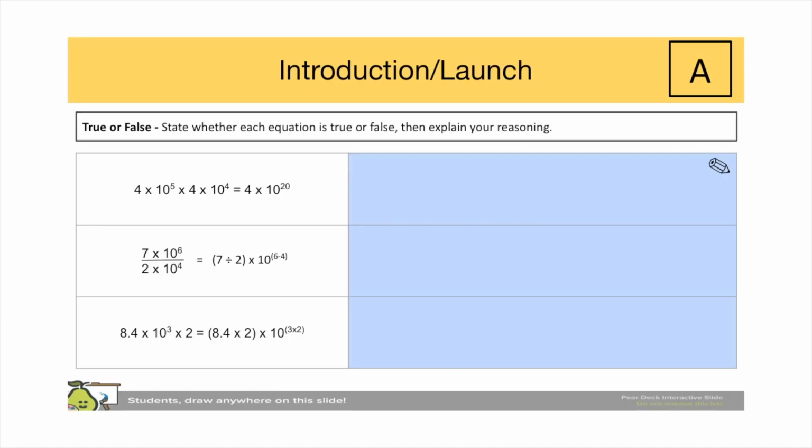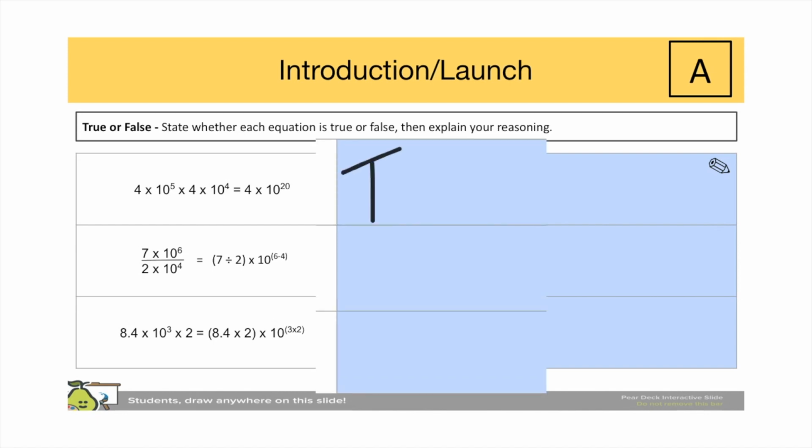The introduction asks students to state whether each equation is true or false, and then explain their reasoning. To support students with disabilities, allow them to have a calculator, and provide them processing time. So for the first equation, it is false, and a sample explanation can be that the exponents were multiplied when they should have been added.